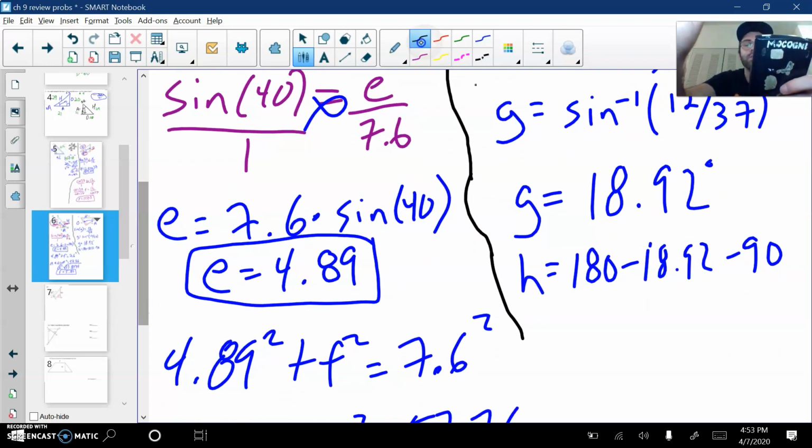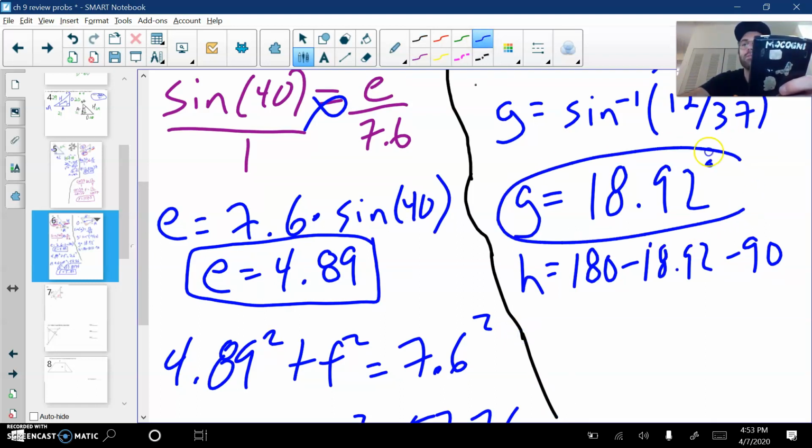Okay, so angle H, if G is 18.92, then H is going to be 180 minus 90 minus 18.92, 71.